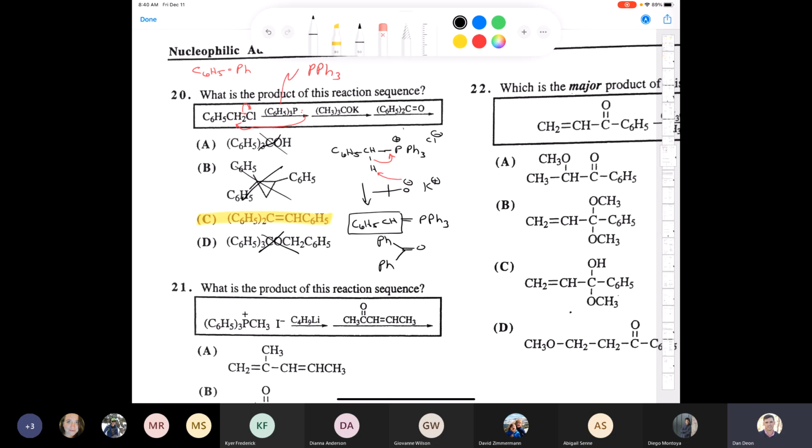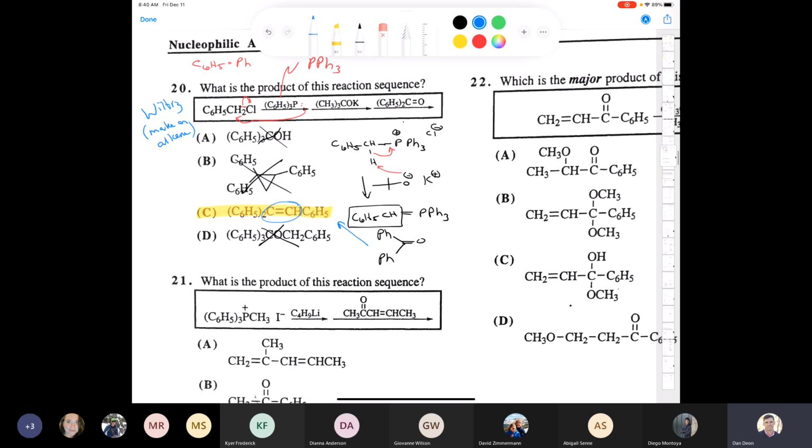Now, to solve this problem, all you have to do is recognize that this is a Wittig reaction, right? And Wittig is a way to make an alkene. So if you had looked at the answers quickly and just said, well, this is the only one with an alkene, I'm done, like that. All right. There we go.